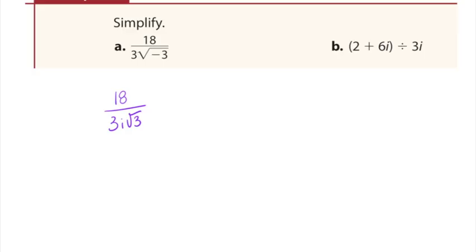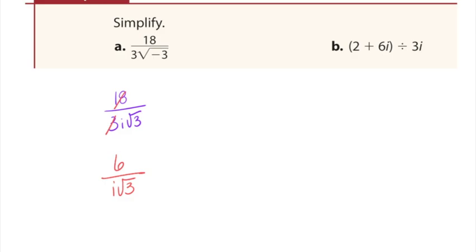And I actually am going to try to get that i out of the denominator as well. I'm also going to try to simplify my whole problem first. So before I do anything else, I'm going to say, can anything simplify at this point? Well, yes. 18 and 3 simplify, right? And so I want to simplify that before I start moving stuff around. So I'm going to divide both by 3, and I'm going to get 6 over i square root of 3.